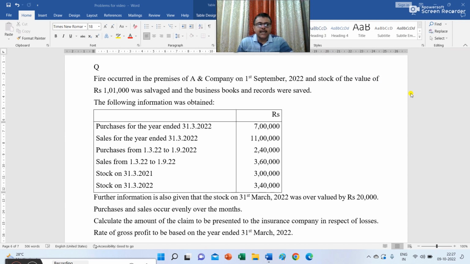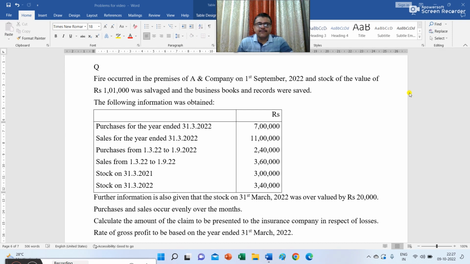Purchases for the year ended 31st March 2022, 7 lakh. Sales for the year ended 31st March 2022, 11 lakh. Purchases from 1st April 2022 to 1st September 2022 is 2,40,000. Sales from 1st April 2022 to 1st September 2022, 3,60,000.